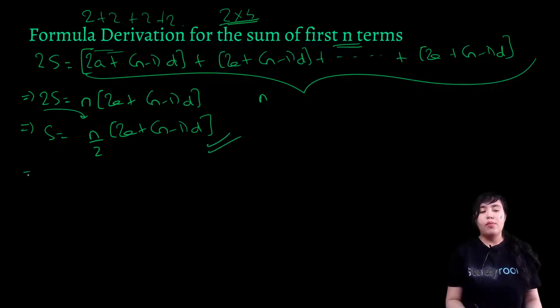What about the second formula? How do we get this? You can split this 2A into A and A. So it becomes n by 2 into A plus n minus 1 into D. So you've got that formula as well.